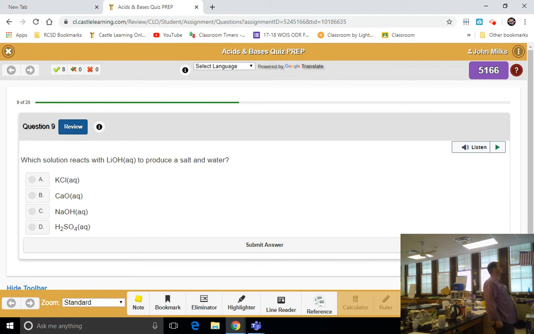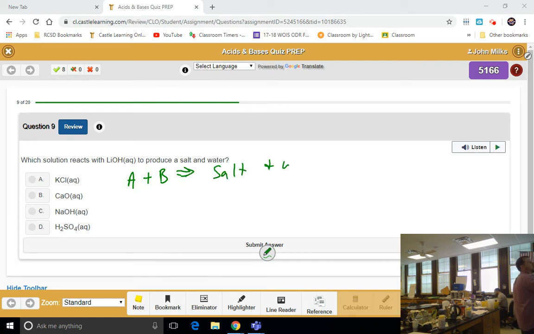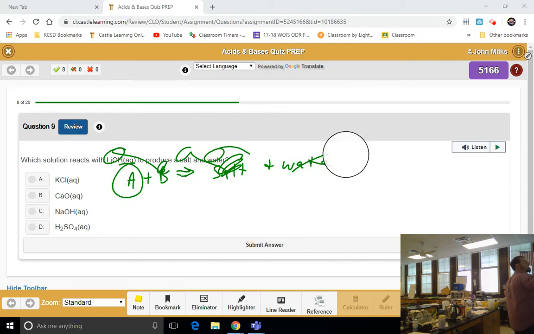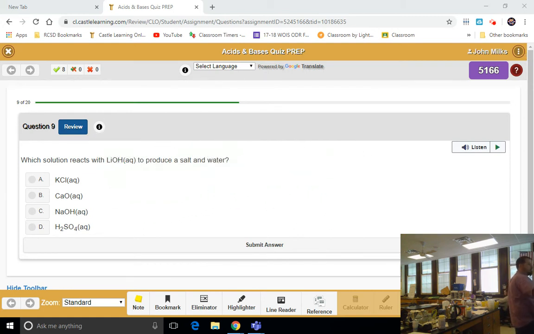Which solution reacts with LiOH, lithium hydroxide, to produce salt and water? Well, that's part of our neutralization reaction. We know it's an acid plus a base becomes salt and water. And let's see, I got my water there, salt there, base here. Who do I need left? An acid. So I can deconstruct this question into which of the following choices is an acid.